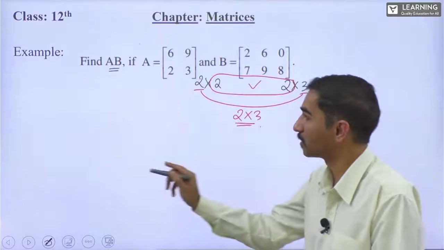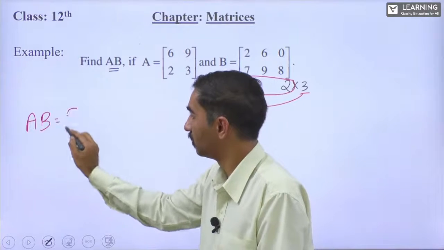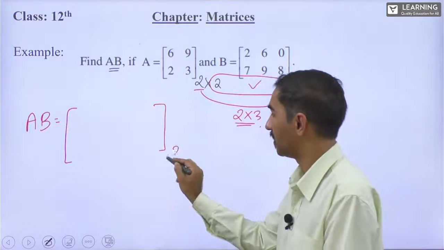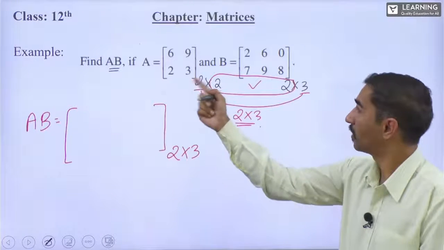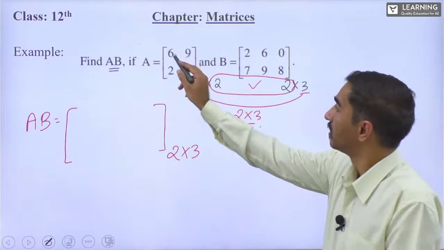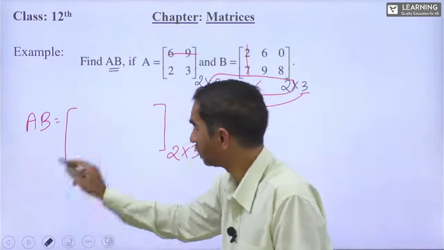Okay. So we already know that the order of the product is 2 cross 3. So we will draw this matrix. So AB is equal to 2 cross 3. This is a 2 cross 3 matrix. We'll write here 2 cross 3. How did we come to know this? From these both orders. Now in matrix multiplication we will do first row into first column. Okay, so we'll just erase that.